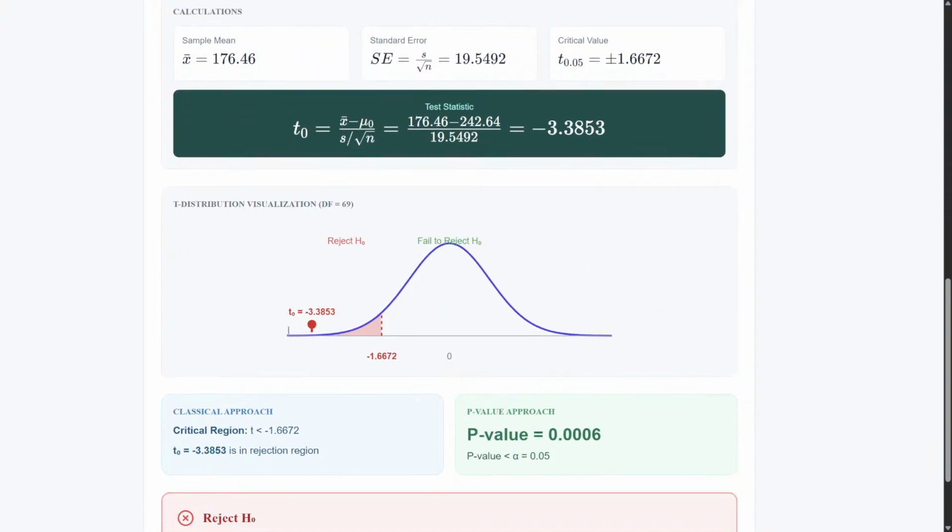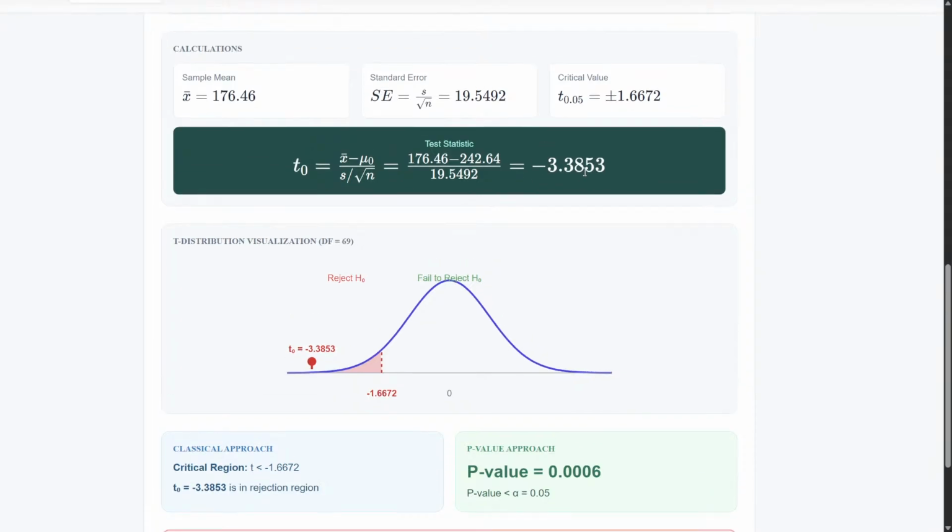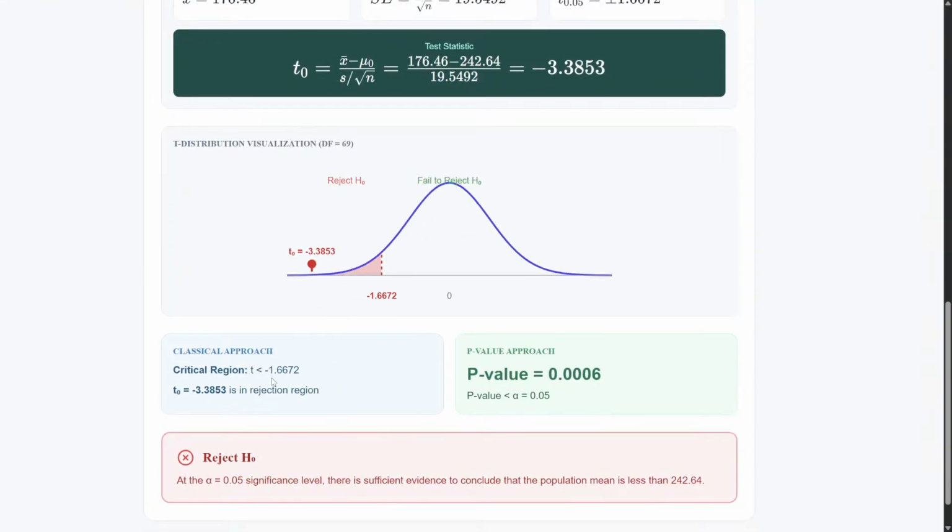Visualized, it's way down here. So my test statistic is negative 3.38, which is less than the 1.667. And my p-value is 0.006, which is definitely less than 0.05. So I am rejecting the null hypothesis in this situation.